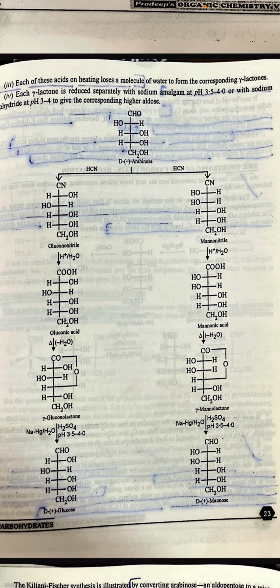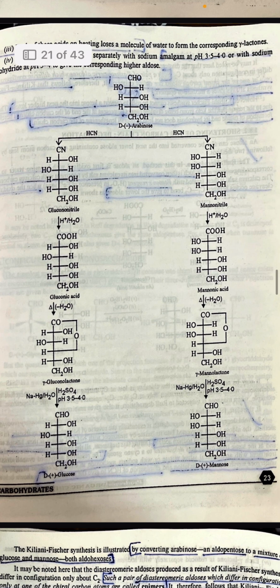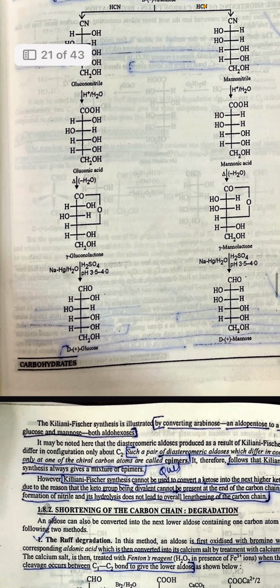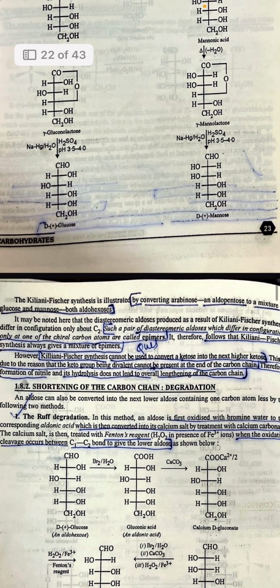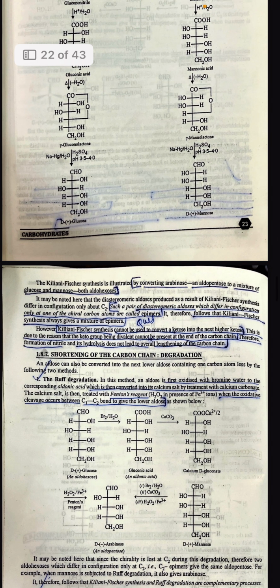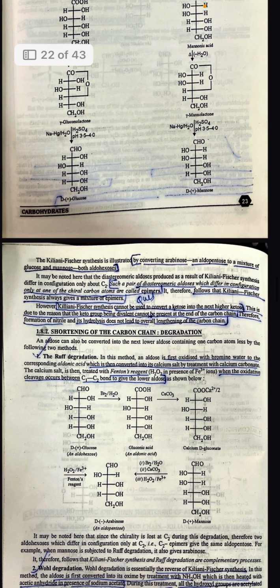First of all, we have taken arabinose, which on reaction with cyanohydrin will give the glucosanitrile, on which hydrolysis will give the gluconic acid. The loss of a water molecule occurs by heating it, and we get the gamma lactones. Now on reduction by sodium amalgam in the presence of water, it will give the glucose. The Killiani-Fischer synthesis is illustrated by converting arabinose into glucose and mannose, both aldohexoses.